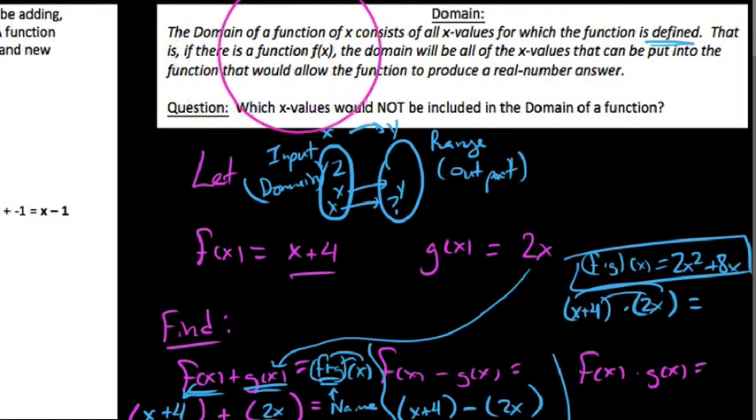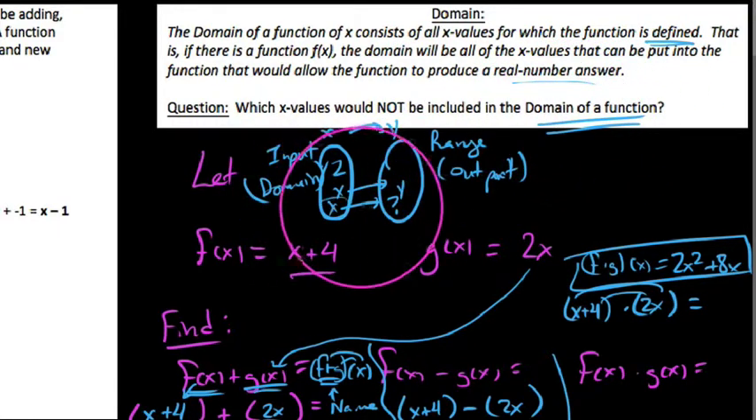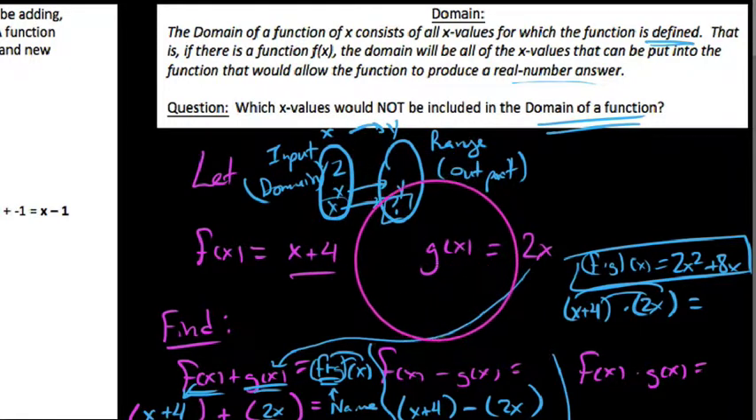We say that is, if there's some function f of x or y, the domain will be all the x values that can be put into the function that allow the function to produce a real number y value, okay? So here's the question. Which x values would not be included in the domain of a function? Which x values could you never include in the domain of a function because they would never go to a y value in an output?